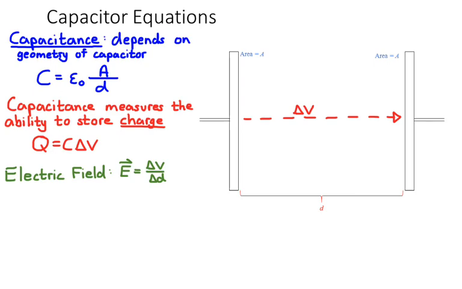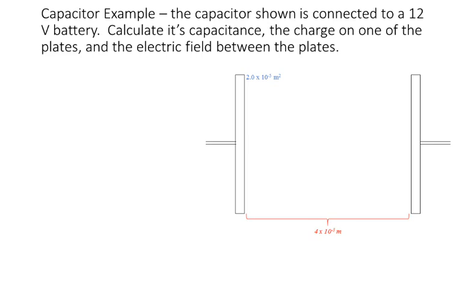So these equations are probably going to make more sense when we put them in the context of an example. Suppose we have two plates that are separated by a distance of 4 times 10 to the negative third meters. It's actually a pretty big distance. And have an area of 2 times 10 to the fifth meters squared, which is a reasonable area considering that a meter squared is very large. We want to figure out the capacitance, the charge on the plates, and the electric field between the plates.